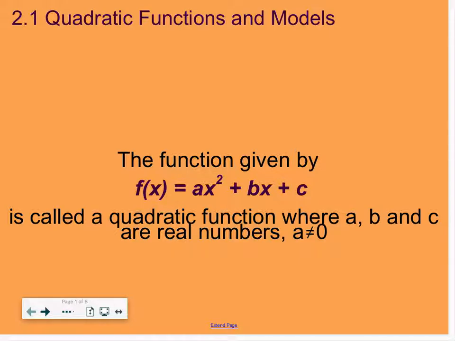And I feel like you've known that since what? Algebra 1 is when you started talking about quadratics. Okay?